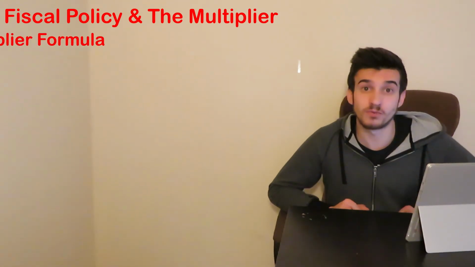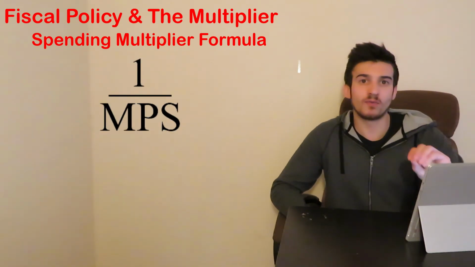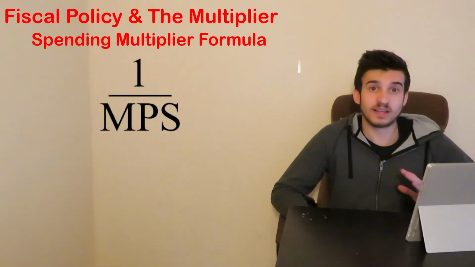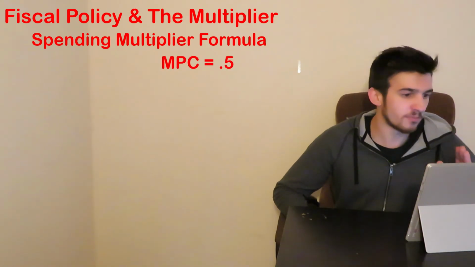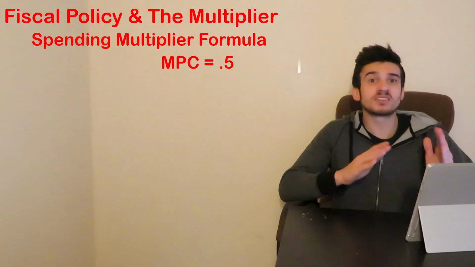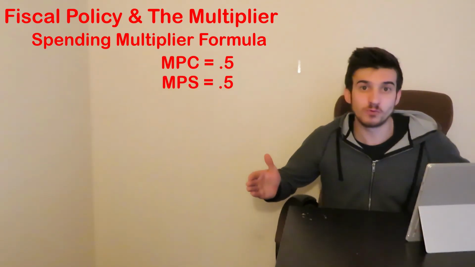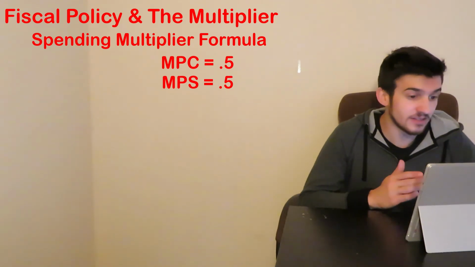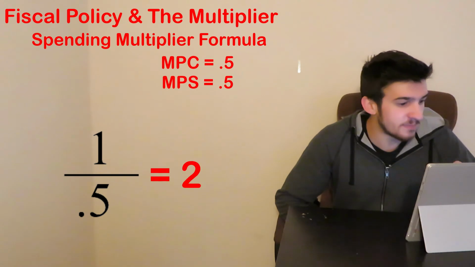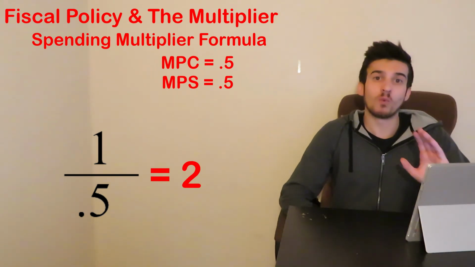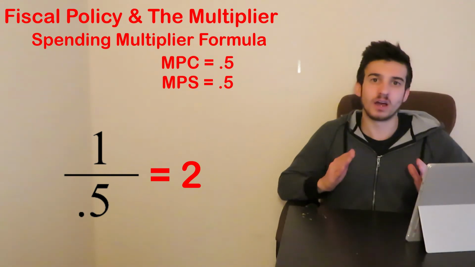So now on to the formula for the spending multiplier. The spending multiplier equals 1 over top of our marginal propensity to save. So let's take a look at an example. Let's say our marginal propensity to consume is 0.5. Simple, right? That just makes our marginal propensity to save also 0.5. Remember, they always have to equal 1. So we simply plug this into the equation. We do 1 over 0.5, and this gives us a spending multiplier of 2. Now, I want you to remember that number because we're going to come back to it. But first, we're going to go look at another example.